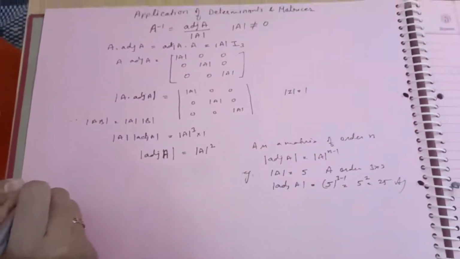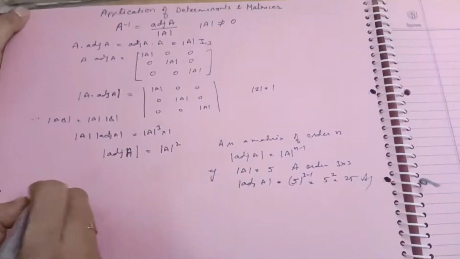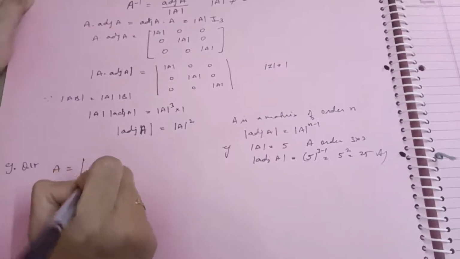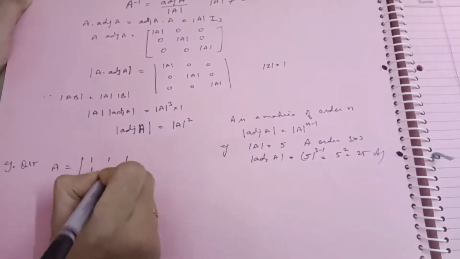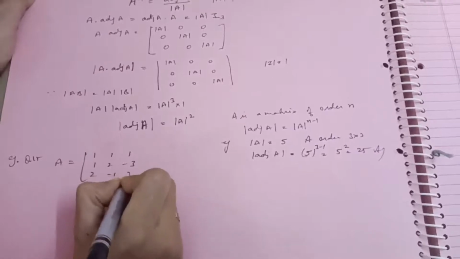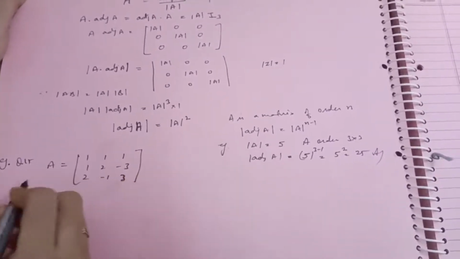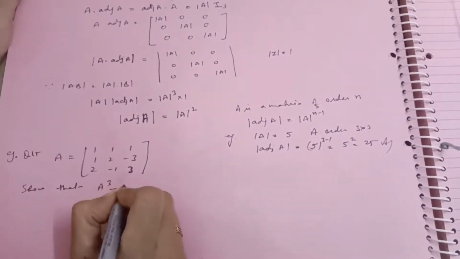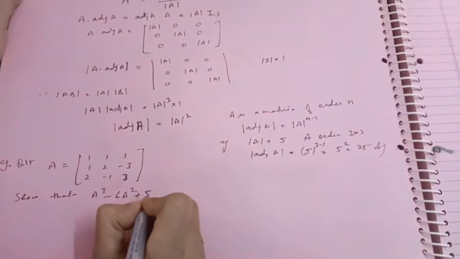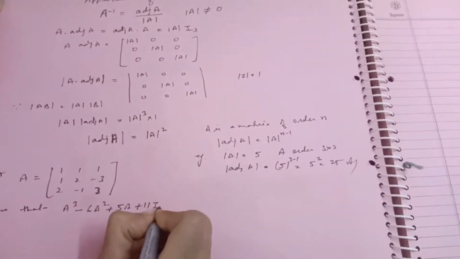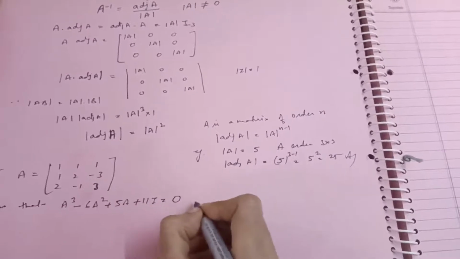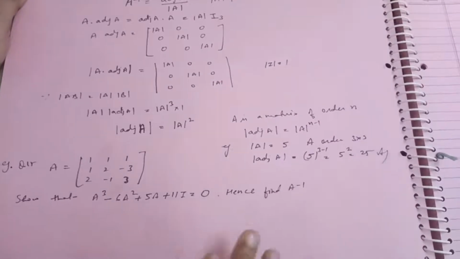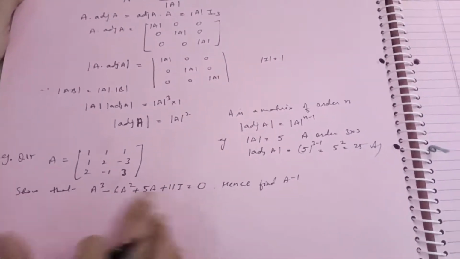Now another type of question I am telling you. For example, one question is given in your NCERT also, question number 15. A matrix A is given as 1, 1, 1; 1, 2, minus 3; 2, minus 1, 3. Show that A cube minus 6A square plus 5A plus 11I is equal to a null matrix. And the second part is: hence find A inverse. The first part, you all know how to prove it equal to null matrix.